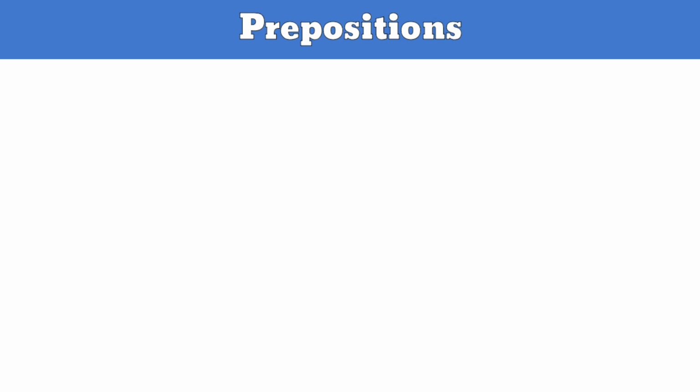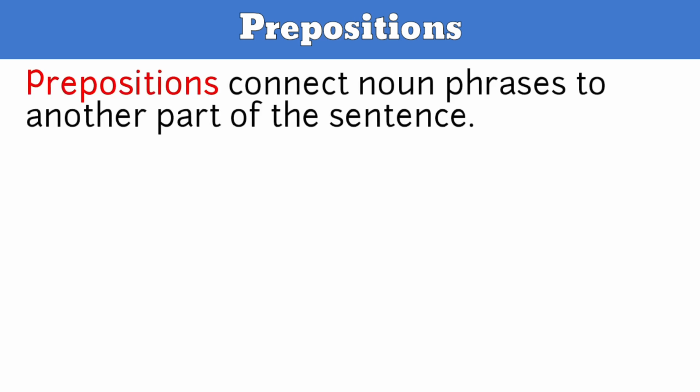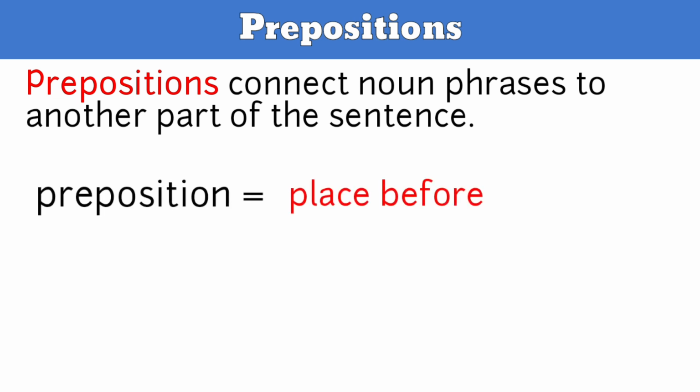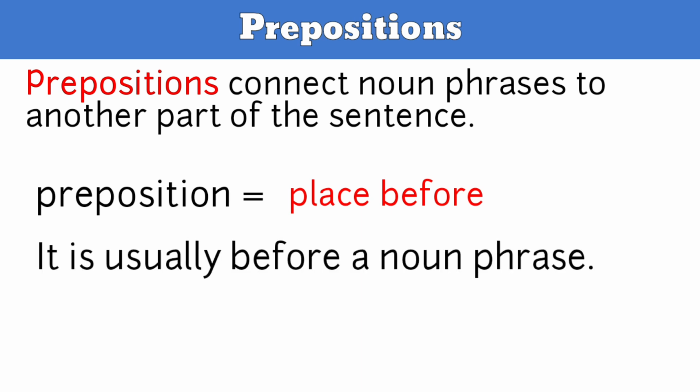Prepositions. They connect noun phrases to another part of the sentence. And the word preposition, it means place before. And that is because the preposition is usually before the noun phrase. And there are three common uses of prepositions. The first one is to describe a place.